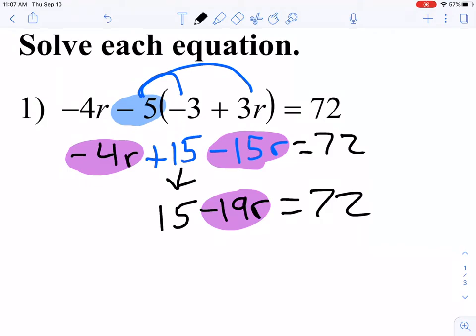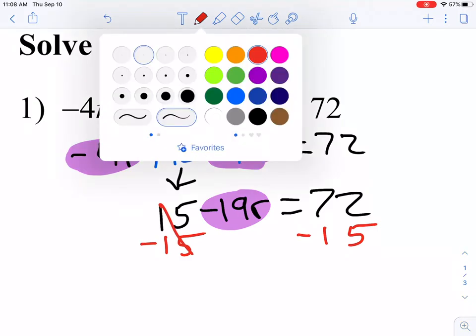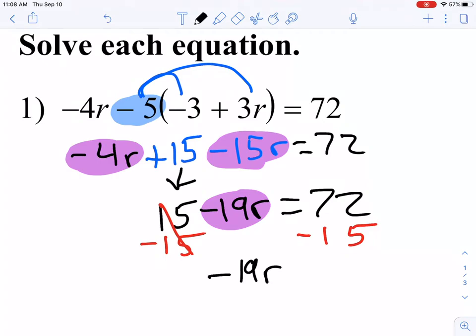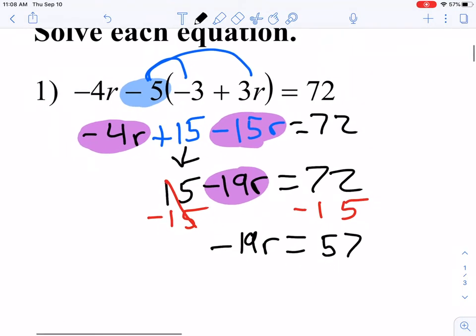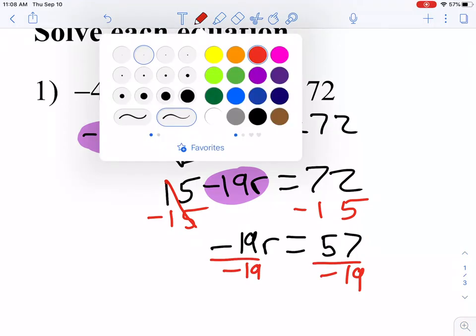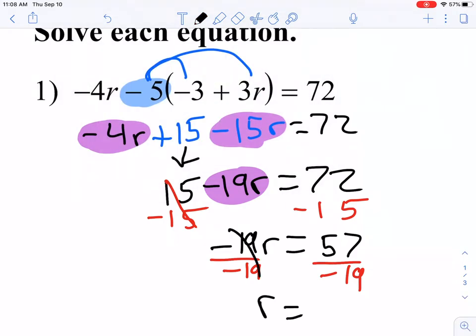My next step is to solve the two-step equation. I'm going to get rid of the 15 first by subtracting it. Those will cancel out, and I'll rewrite negative 19r equals 72 minus 15, which is 57. My last step is to divide negative 19 to both sides. And when I calculate that, 57 divided by negative 19 will give us negative 3.